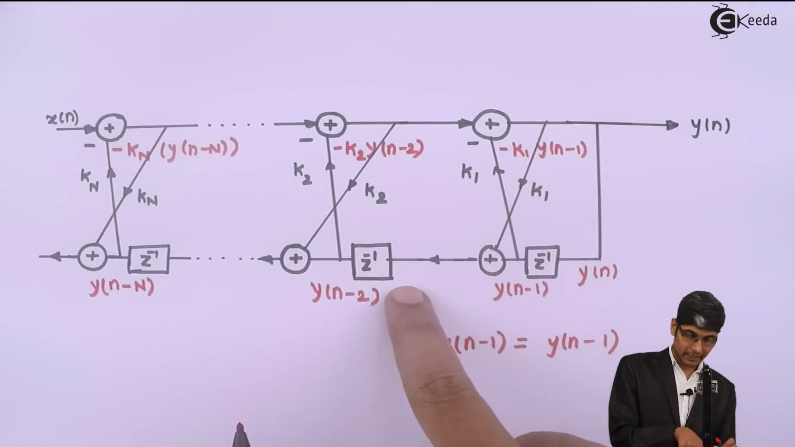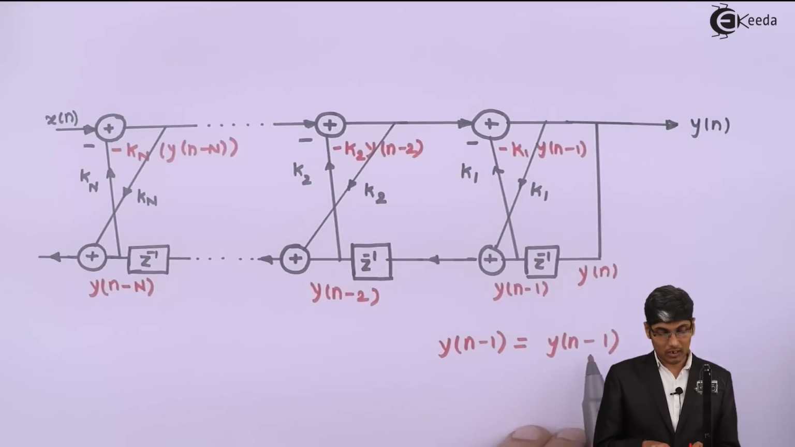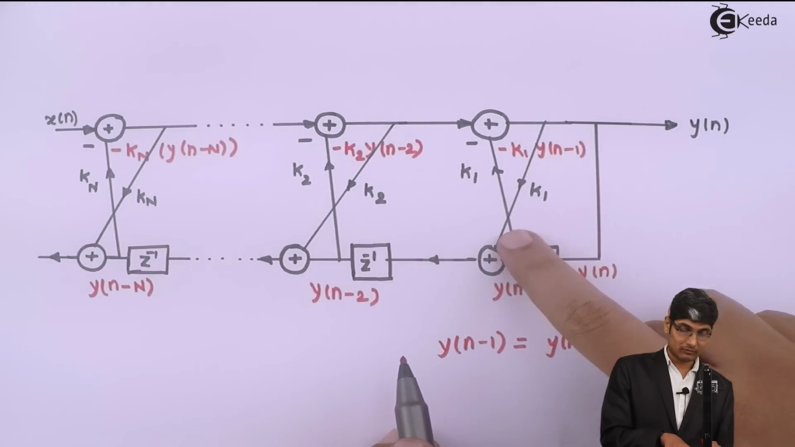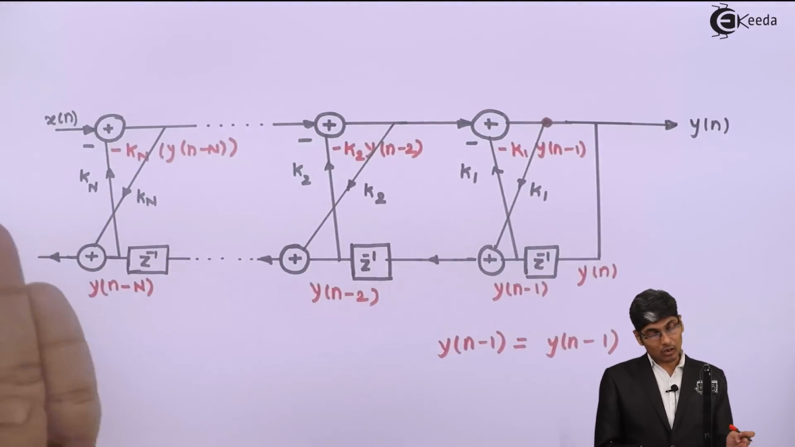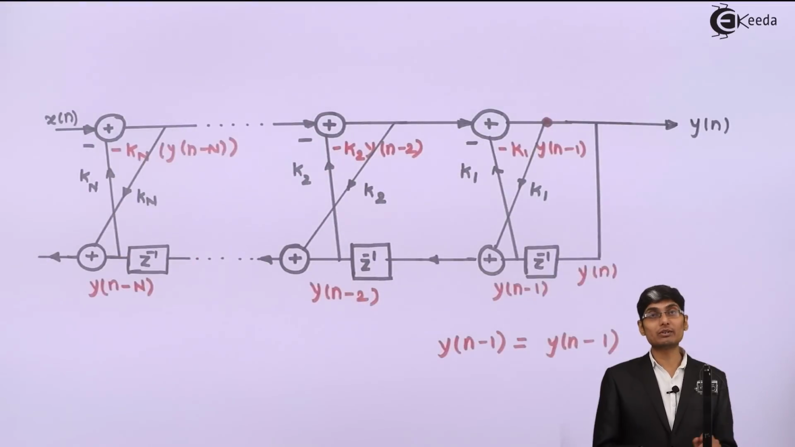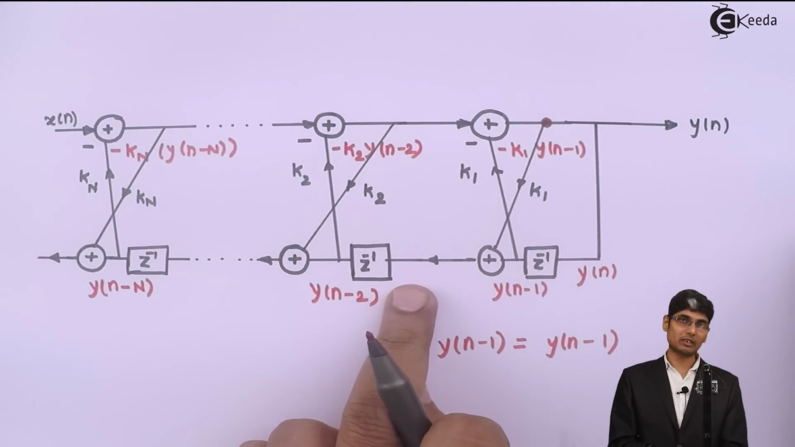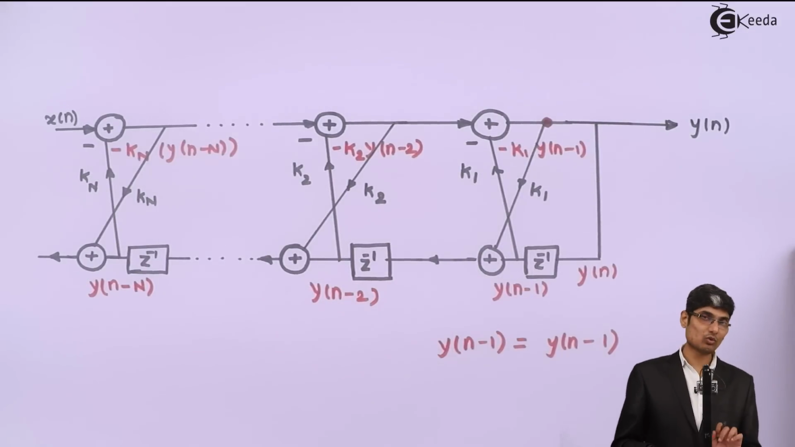When I push it ahead, what goes ahead is y of n minus 1, which is delayed from here, plus something coming from above. Now what is coming from above? See this point. This point is the collaboration of all the inputs coming from the forward path. That will get added and form a new y of n minus 1. That y of n minus 1 will be delayed by 1, and so on and so forth.